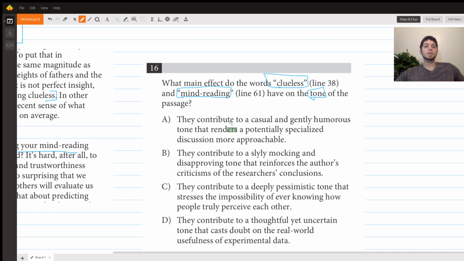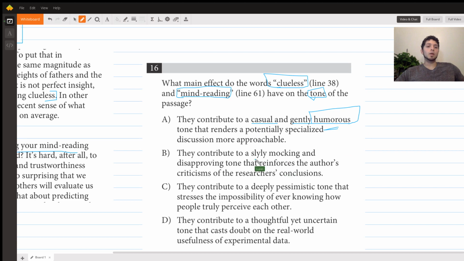So we start with A. A says they contribute to a casual, good, and gently humorous tone that renders the potentially specialized discussion more approachable, basically meaning that we have this science passage, somewhat technical, and this makes it a little easier to read, right? It's casual and gently humorous. So humor on the SAT is another thing, which is, it's not very funny. It's very dry. It's very ironic. That's the extent of humor on this. The casual part matches up with what we said before about being informal. So I think this is a good answer choice. You should keep it.